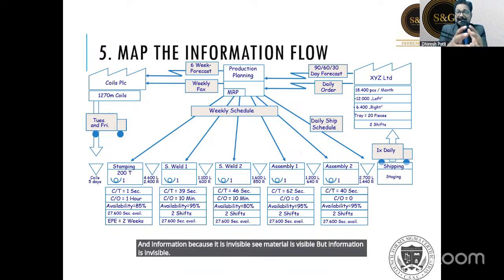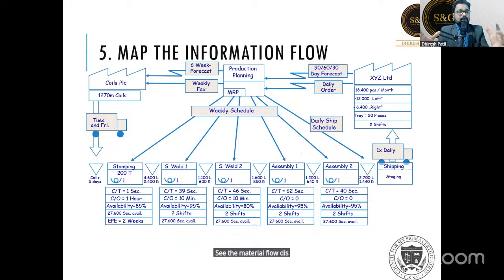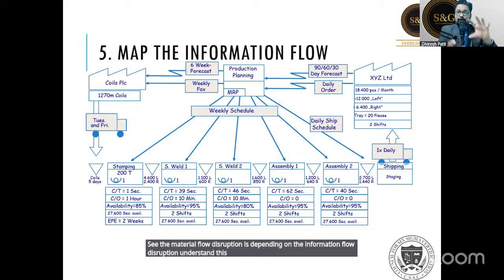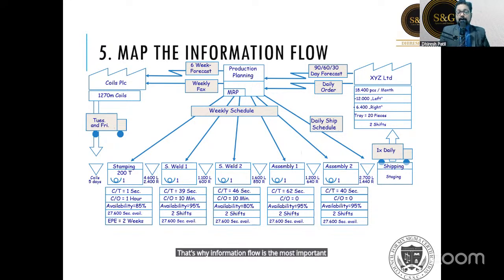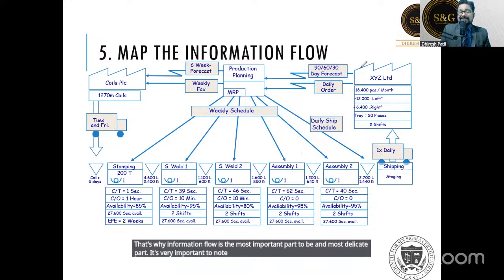See, the material flow disruption depends on the information flow disruption. Understand this. If the information flow is distorted, material flow gets disturbed and impacted because of that. That's why information flow is the most important and most delicate part. It's very important to note how the customer is sharing the information, from the customer to the outlet or to the factory.